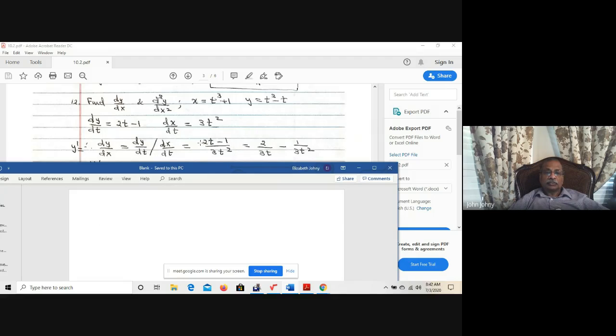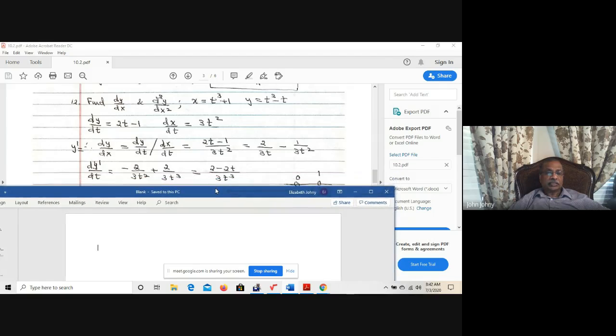When you split it, you get 2t divided by 3t square, which is 2 over 3t, minus 1 over 3t square, just for the sake of convenience in differentiating. So dy prime over dt is equal to minus 2 divided by 3t square, because the derivative of 1 over t is negative 1 over t square, minus minus. So that's a plus 2 over 3t cubed. If you do not remember the formula, write this as 2 over 3 t to the negative 1, the second one as 1 over 3 t to the negative 2, and apply the power rule.